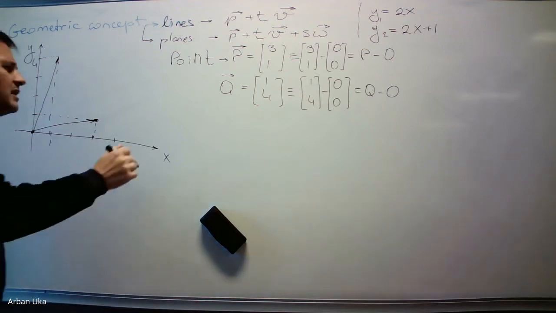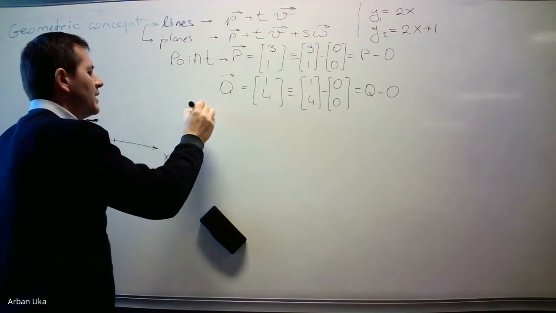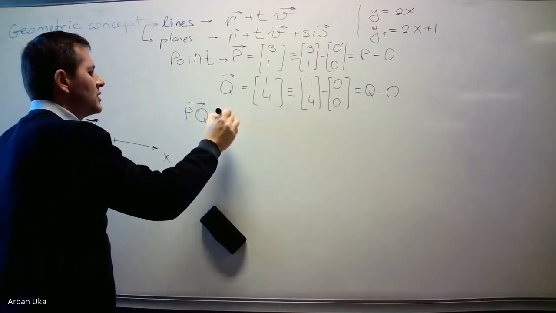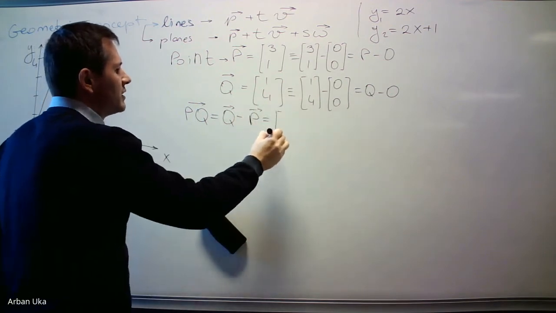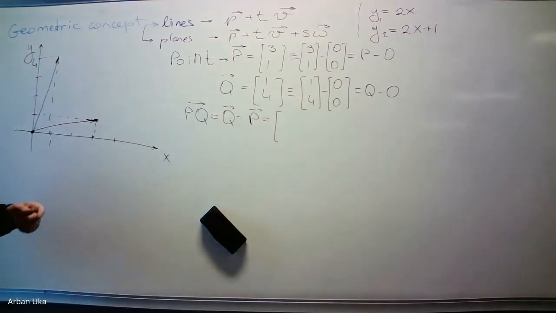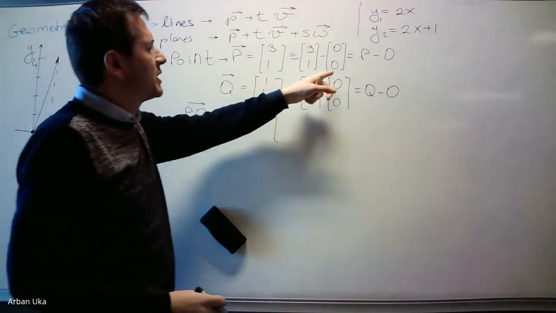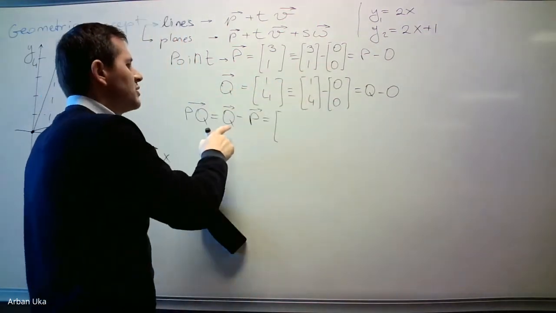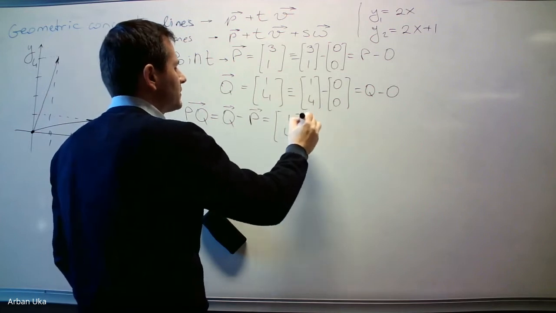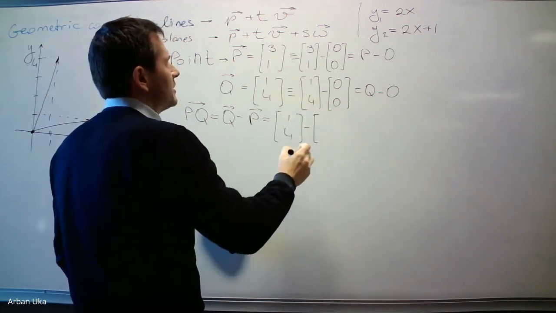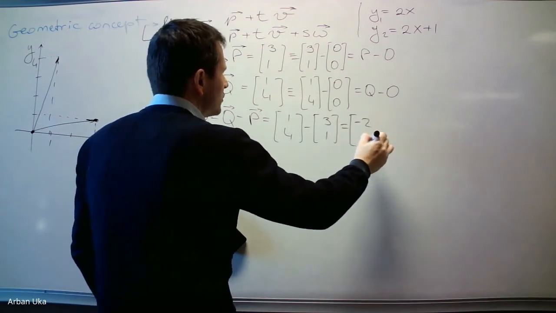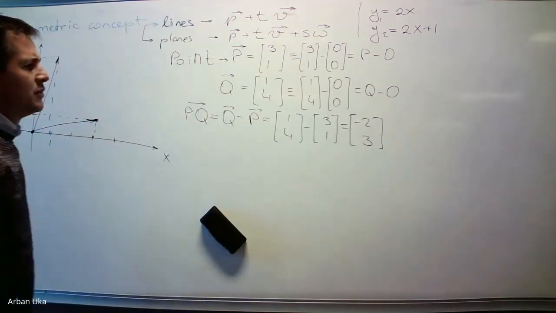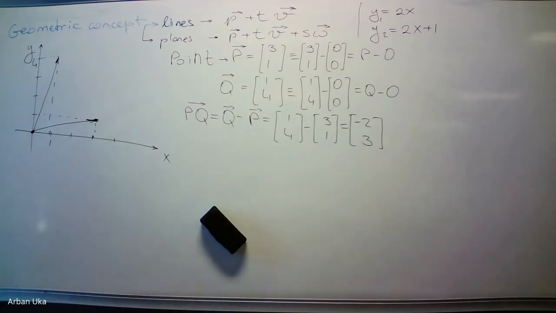And now we can define another vector, which is PQ. A vector PQ is always Q minus P, because so far these two vectors were defined with respect to the origin. Now, Q minus P is equal to 1, 4 minus 3, 1, and we get here minus 2 and 3.